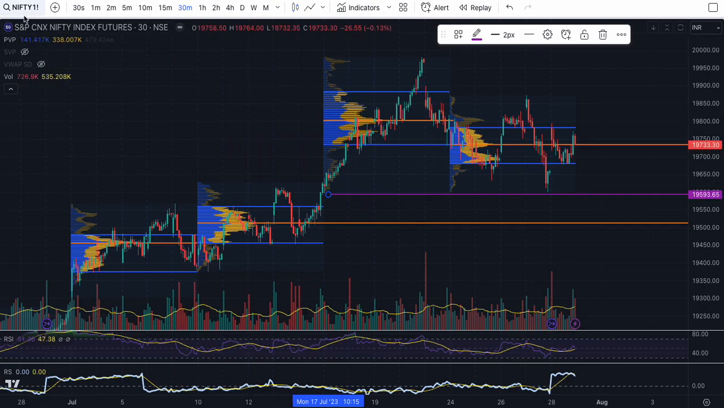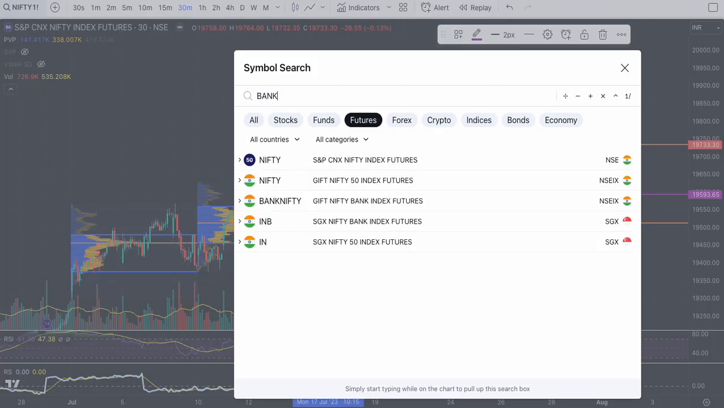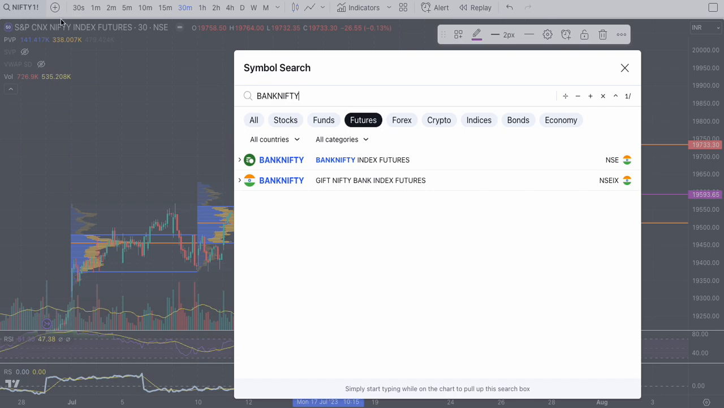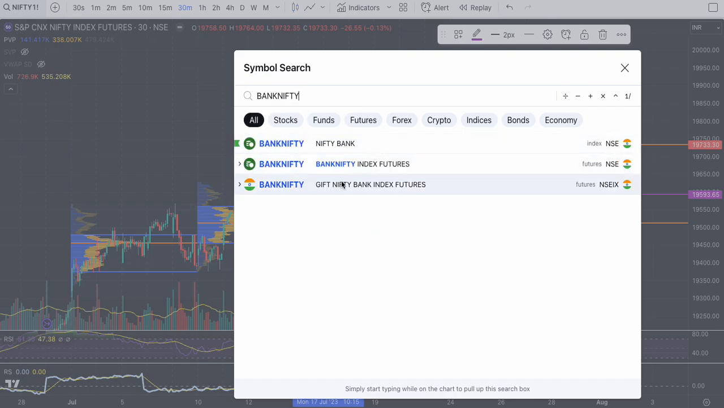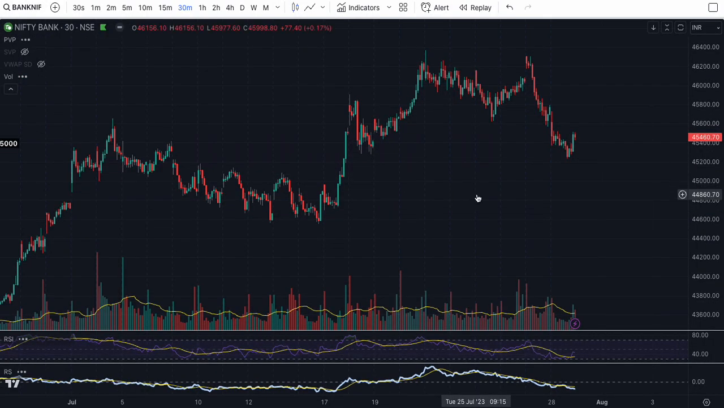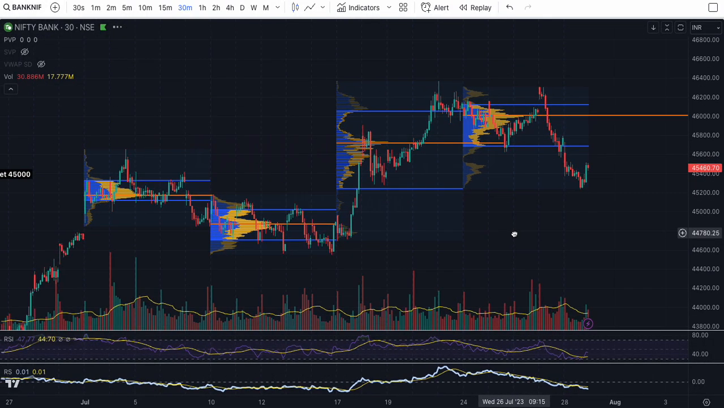This is my assessment for the Nifty. Now let's go to Bank Nifty, and let's see how Bank Nifty is slotted for the current week. So let's go to Nifty Bank and let's see what data the Bank Nifty gives us.